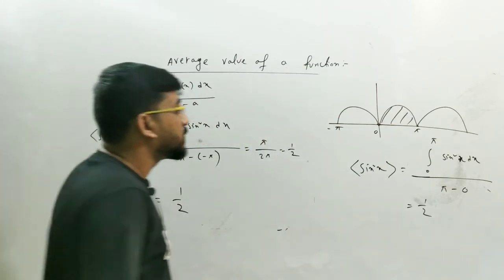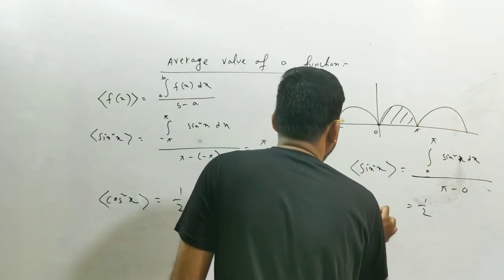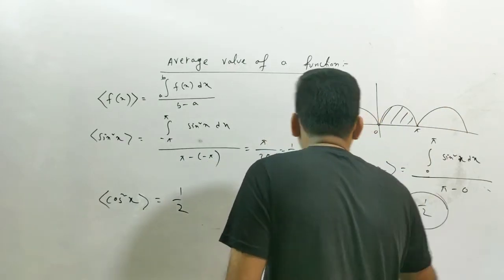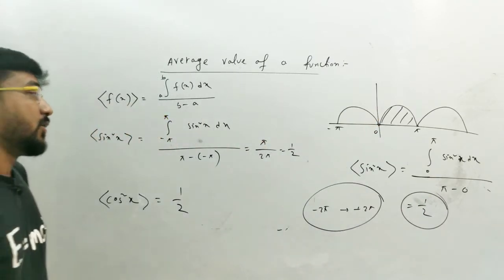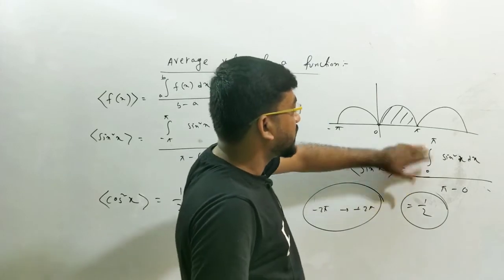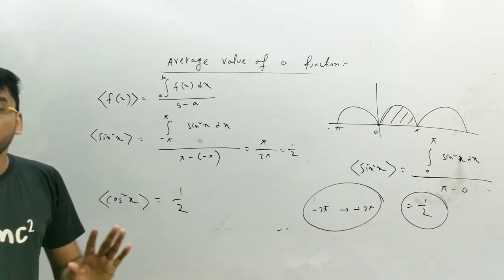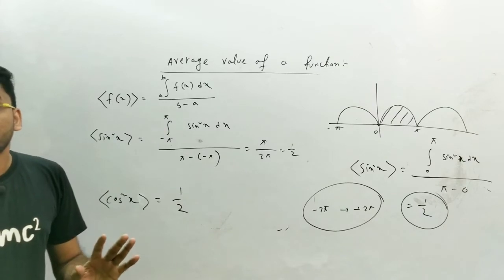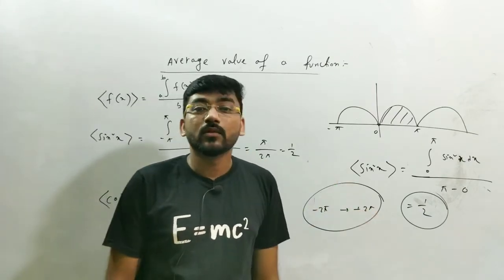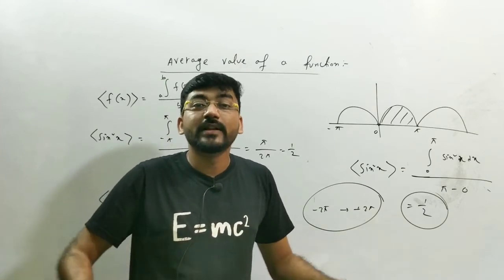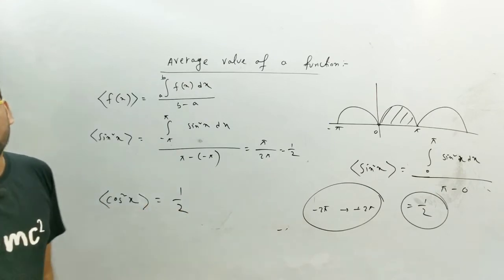If you want to find out the average value within the limit minus 2 pi to plus 2 pi, then also you will get the same result. So it need not be the fundamental period. Obviously, if you find the average value within the fundamental period 0 to pi, we will get the result half. But if you calculate the average value on an interval that is a multiple of this fundamental period, then also you will get the same result.